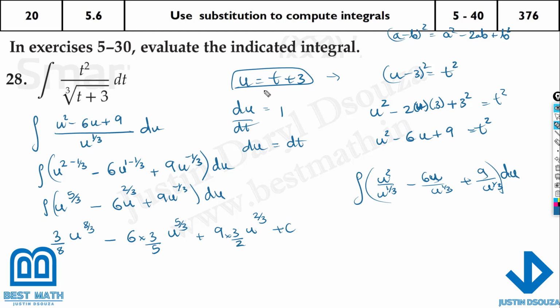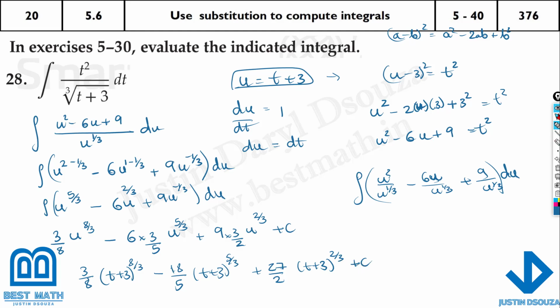But then you have to substitute what was u. So u is t plus 3. Over here it will be 3 by 8 times (t plus 3) raised to 8 by 3, minus 18 by 5 times (t plus 3) raised to 5 by 3, plus 9 times 3 would be 27, and half of that would be, my mind is just tired. It's 13.5 for now. Or instead, I don't know why I did that, I'll just write in fractions. 9 times 3 is 27 by 2 because we have written everything in fractions. (t plus 3) the whole power 2 thirds plus C.